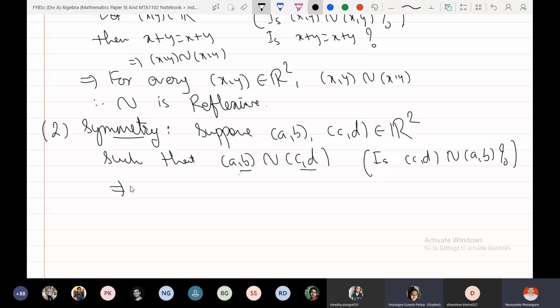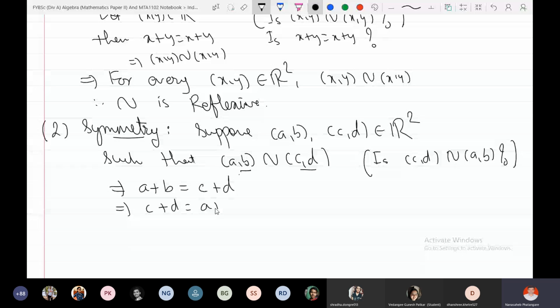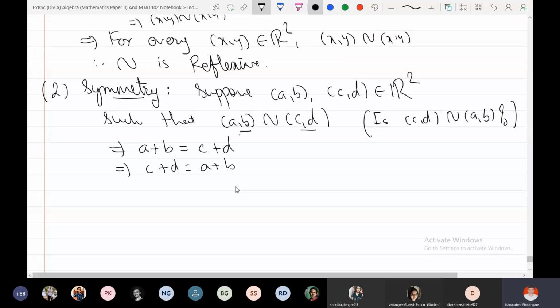So when I am saying (A, B) is related to (C, D), what does that mean by the definition of relation? A plus B is equal to C plus D. Very good. When I say (A, B) is related to (C, D), it means the sums of components are equal. That means C plus D is the same as A plus B. Left side and right side are equal, so I can change their sides, so that is not an issue.